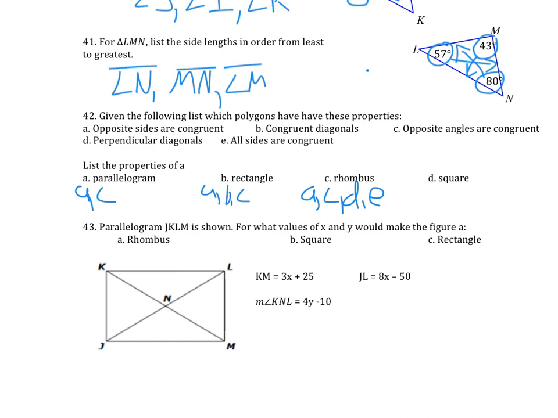And last, a square. Opposite sides are congruent, but just like a rhombus, all sides are also congruent. We have congruent diagonals in a square, so we have that same property as a rectangle. Opposite angles are congruent, and actually all angles are congruent because they're all 90 degrees, just like a rectangle. And then we also have perpendicular diagonals. So notice a square has all the properties of all the ones before it.